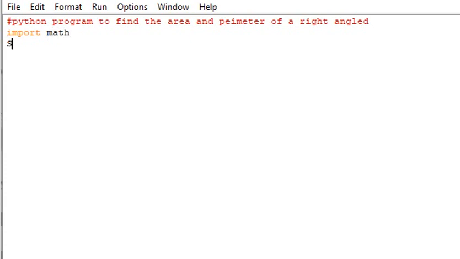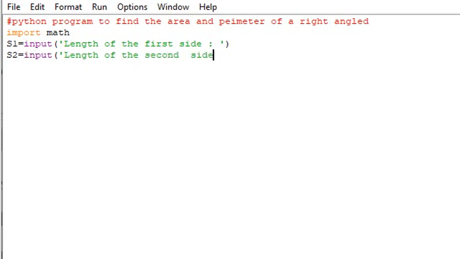Then secondly, we use input functions, returning a string, to get the first side and the second side. After that, I have to convert the string to a real number, which I will do now using float. So already I've converted it to a real number.